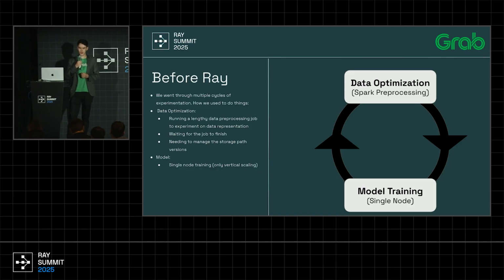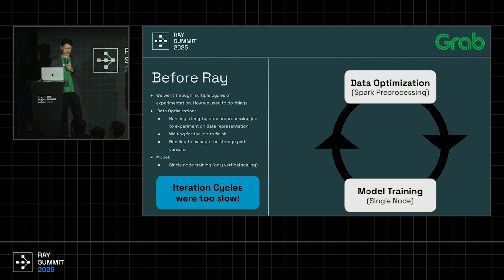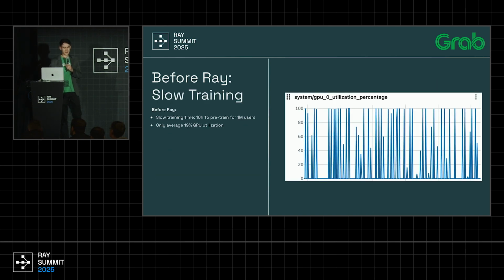At the same time, on the training side, we were only supporting single node training. So if you want to go bigger with your model, you can only scale vertically, which is a bit limited. Iteration cycles were just very, very slow. But we also had another problem.